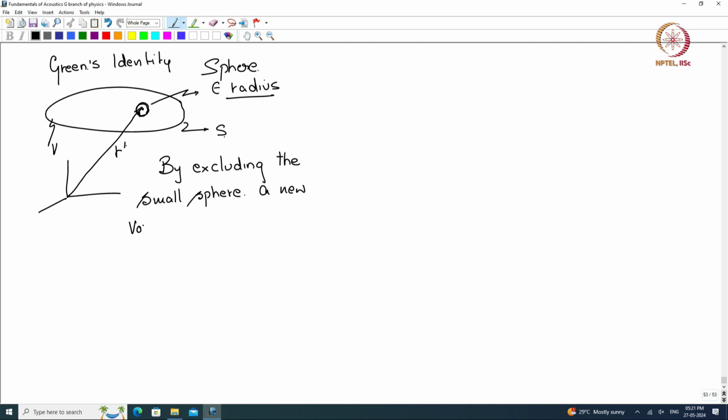You have to give it a new name. A new volume is created or generated. Let's call it V dash, and a new surface comes up. Let us call it S dash, which is the original surface plus the surface of the epsilon sphere.